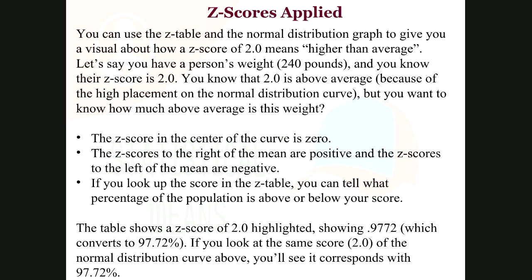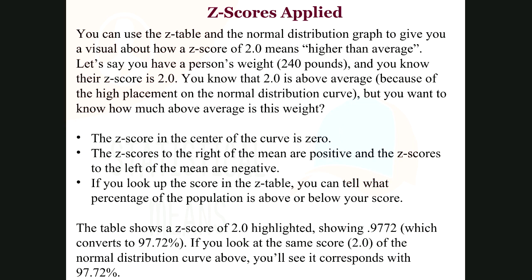Let's say you have a person's weight, 240 pounds, and you know that their Z score is 2.0. So you know that 2 is above average because of the high placement on the normal distribution curve. They're 2 standard deviations above the mean, but you want to know exactly how much above average this weight is. The Z score in the center of the curve is always 0 in a normal distribution. The Z scores to the right of the mean are positive, and the Z scores to the left of the mean are negative.